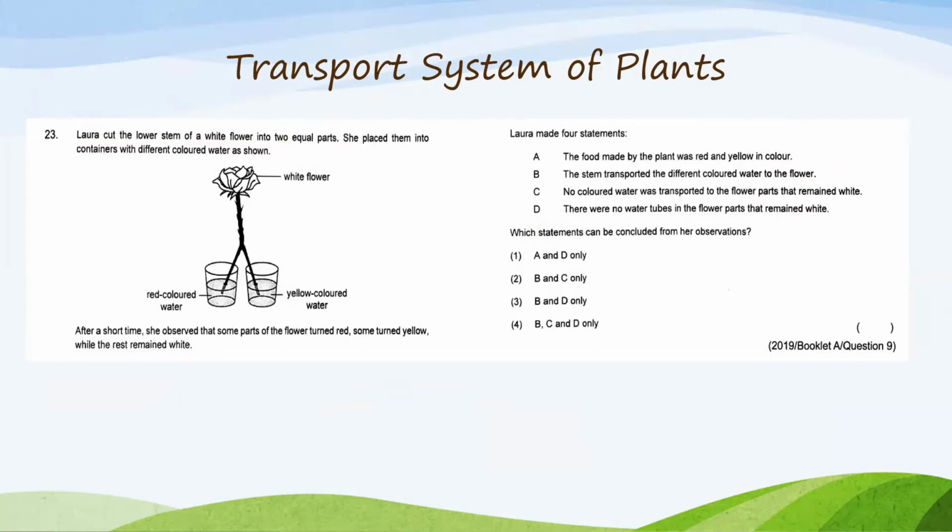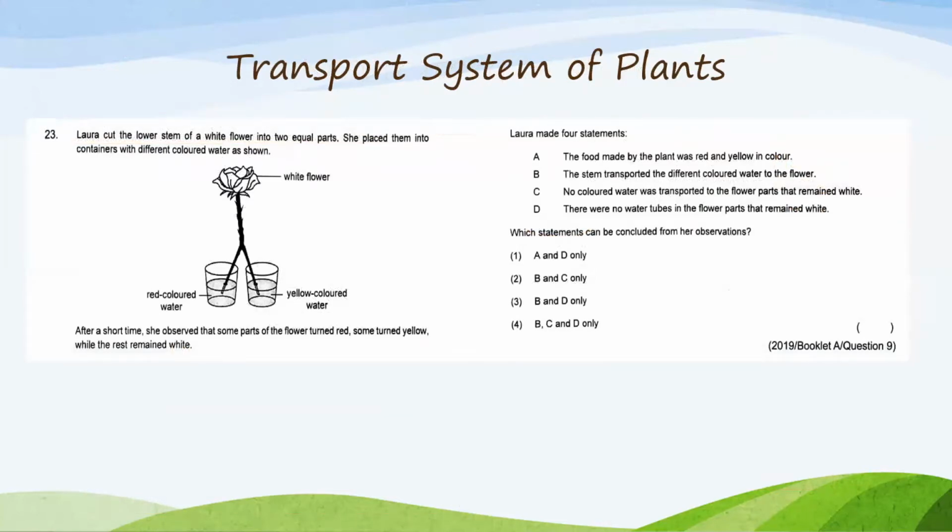Transport system of plants is also under the category of circulatory system of humans. So they are in the same topic or chapter. Laura cut the lower stem of a white flower into two equal parts. She placed them into containers with different colored water as shown. After a short time, she observed that some parts of the flower turn red, some turn yellow, while the rest remain white. So she made 4 statements.